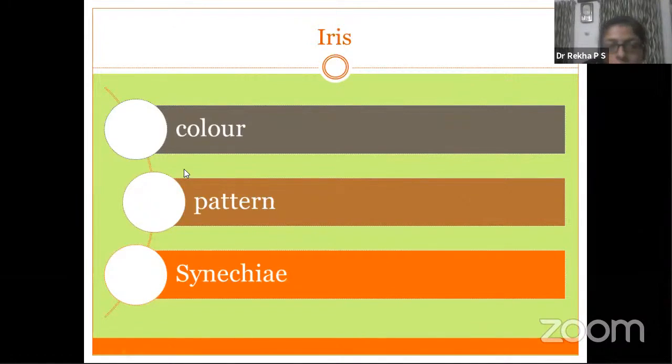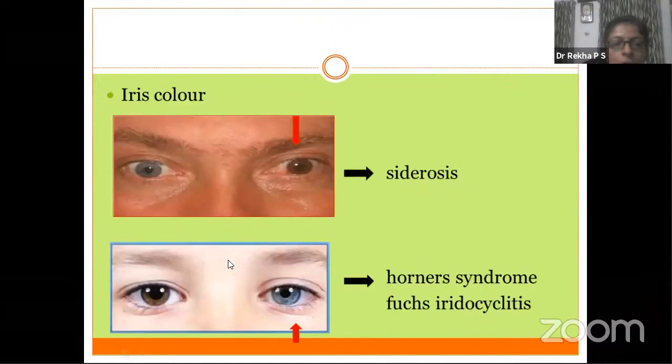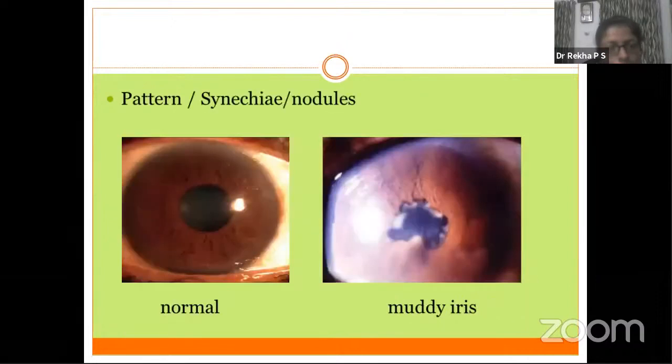Now, regarding the iris, you can look for the color, pattern, and synechiae. Regarding the color, there can be heterochromia, a difference in color in both eyes. If you get hyperpigmentation of the iris, that shows there is a chance of siderosis, because of the iron deposition seen in iron intraocular foreign bodies. You may also get a hypopigmented iris, which is suggestive of congenital Horner syndrome and Fuchs iridocyclitis. So if you see such a finding, you should further examine for iridocyclitis.